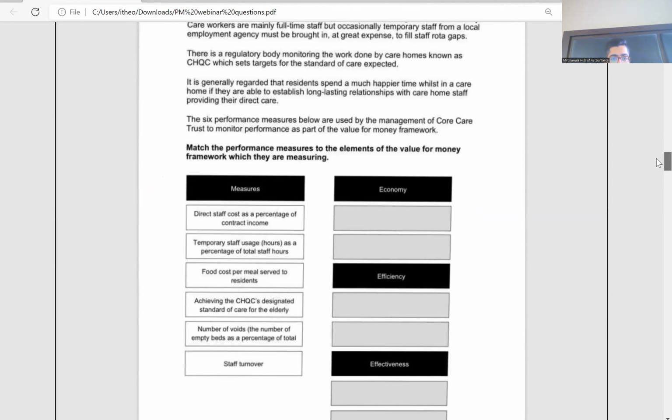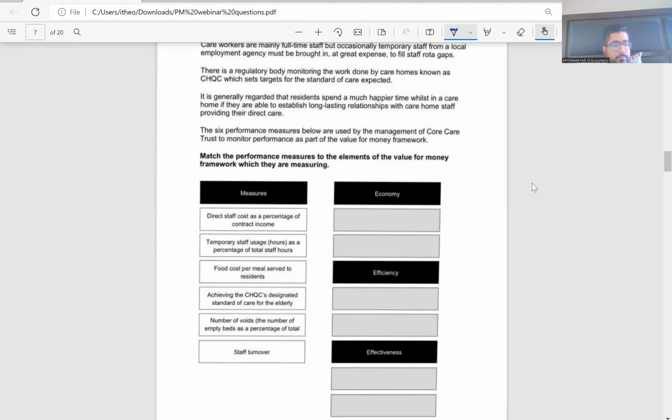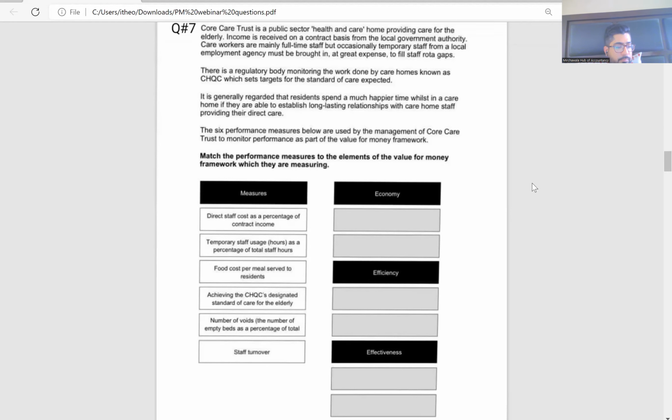Okay, MCQ number 7. Core Care Trust is a public sector health and care home providing care for the elderly. Income is received on a contract basis from the local government authority. Care workers are mainly full-time staff, but occasionally temporary staff from a local employment agency must be brought in at a greater expense to fill staff rota gaps.